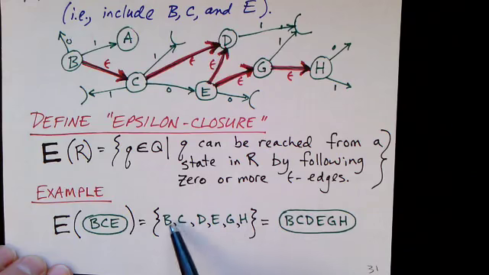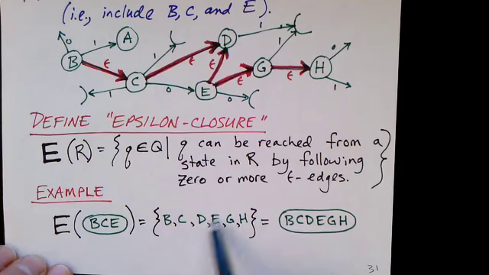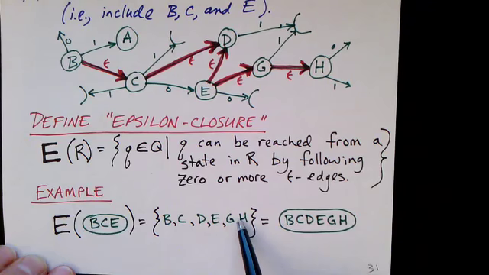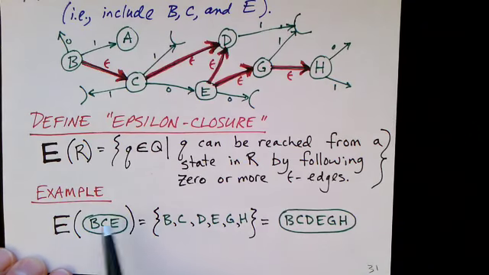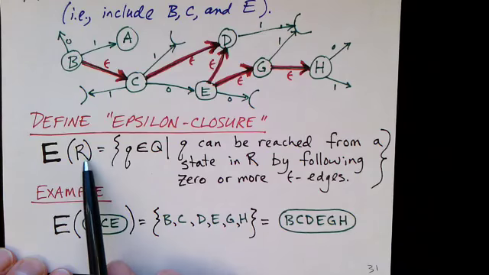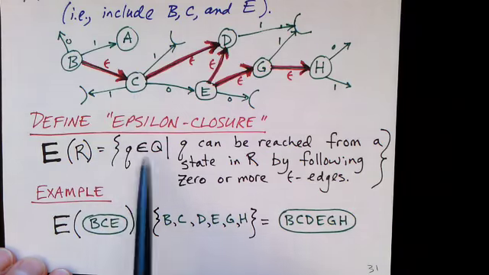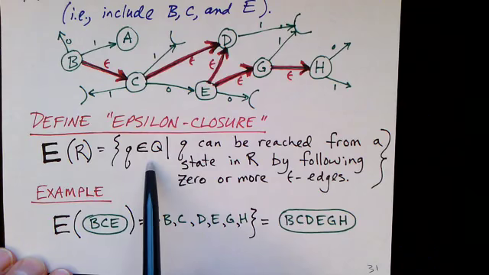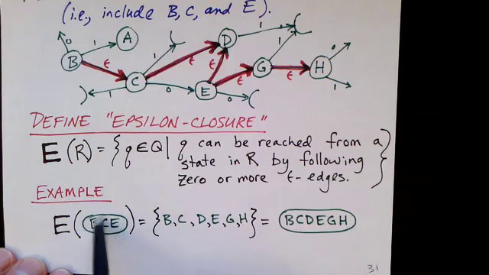So we can reach B, C, D, E, G, and H. We can reach B, C, and E because we're already there. We can also reach D and G by taking one epsilon edge. And we can reach H by taking an entire pathway of epsilon edges. So these are all the places we can reach from B, C, and E. This function, the epsilon closure, is applied to a state in the deterministic machine we're building. I've symbolized it by drawing a circle around it, and it leads us to another state in the deterministic machine we're building.